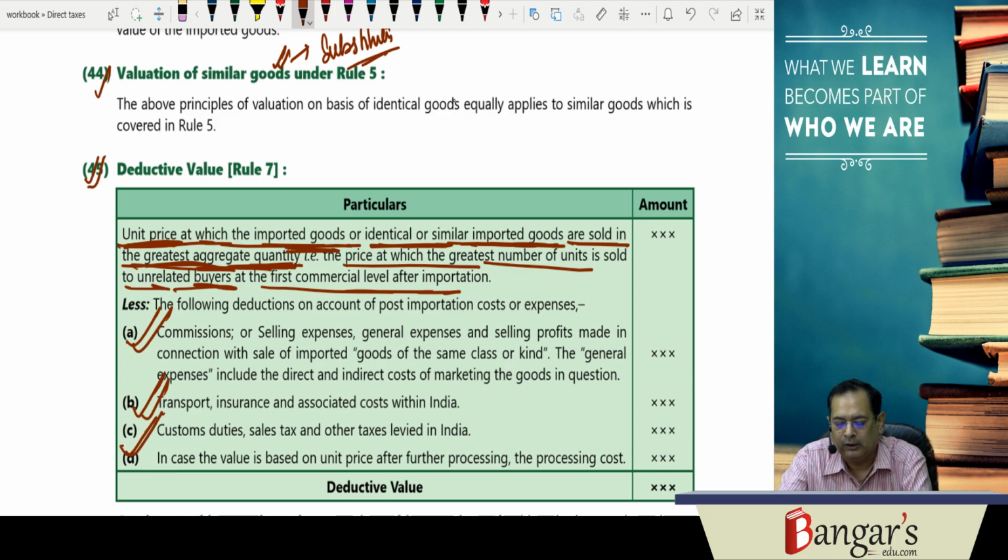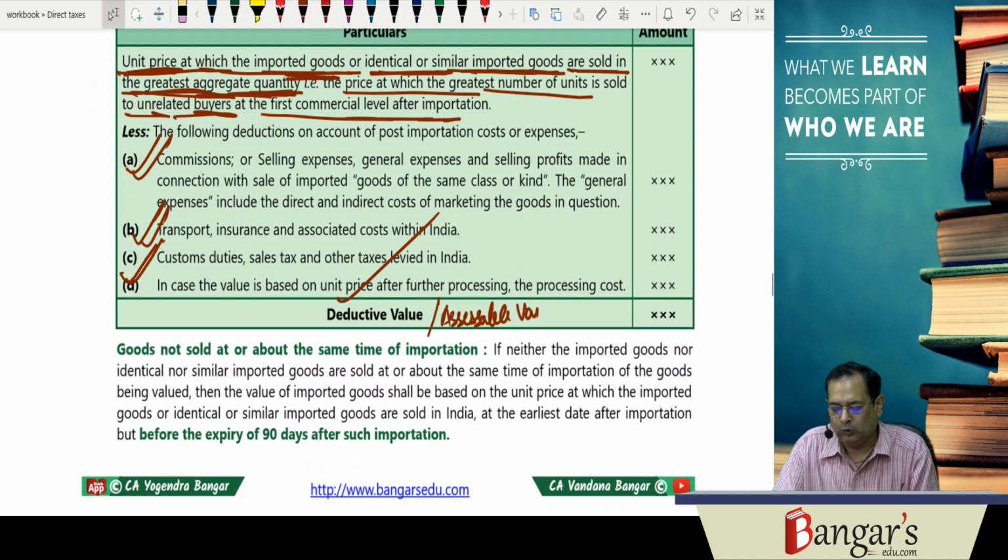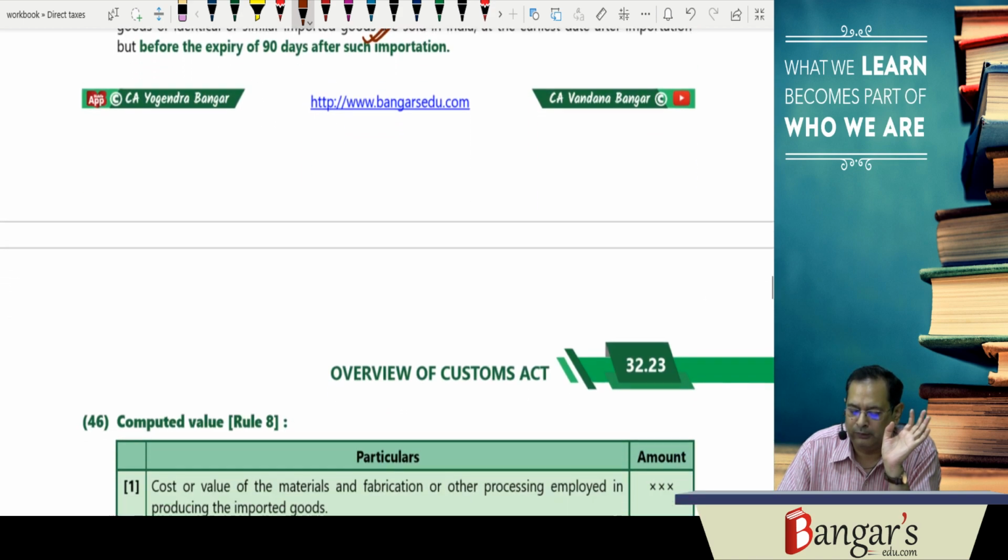Customs duty, taxes, etc., which are levied in India after importation, are deducted to find out what? The assessable value. Deductive value being the assessable value. And in case the goods are sold after value addition, due allowance will be given for the value addition. We will be reducing the value addition also. And if they are not sold at the time of importation, then whenever they are sold, earliest within 90 days of the date of importation, that will be taken.